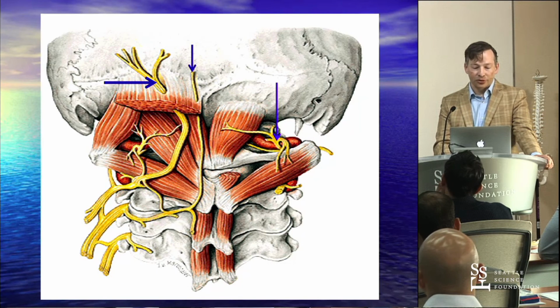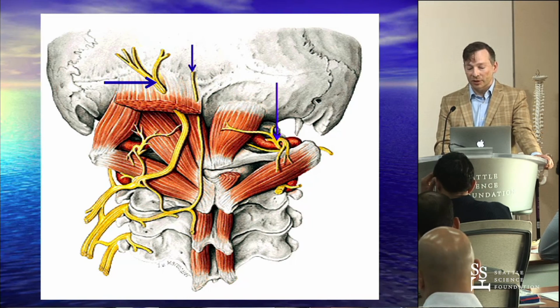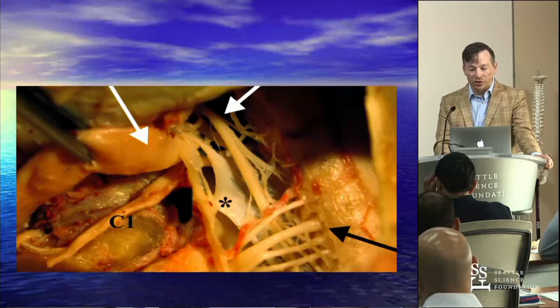Seeing those same structures from left to right, greater occipital nerve as it emerges 3 centimeters lateral to the inion, the third occipital nerve, and then on the right, the more inconsequential suboccipital nerve.